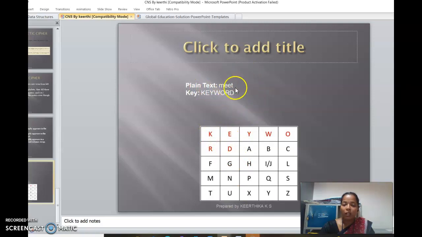Okay. Then ET. Then the plain text is ET. E is here and T is here. That is also in a different row and different column. So for E we are going to replace with K, and for T we are going to replace with U. Right? So the ciphertext of meet is, first one NK, and ET is KU. Okay, so this is the Playfair cipher.